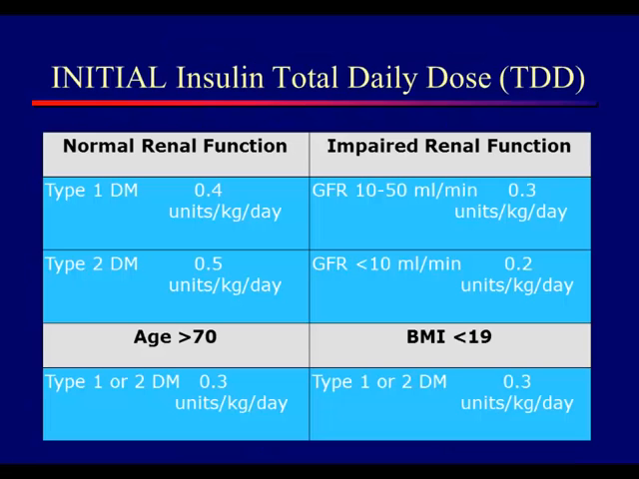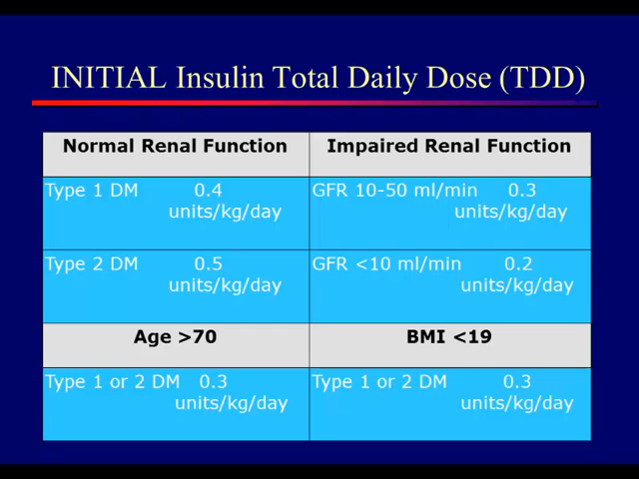So the initial dosing for patients, again, type 1 patients about 0.4 units per kilogram per day, type 2 about 0.5. Again, less if they have a GFR of 10 to 50 reduction, dialysis even more reduction. Very skinny people, older people will need less.